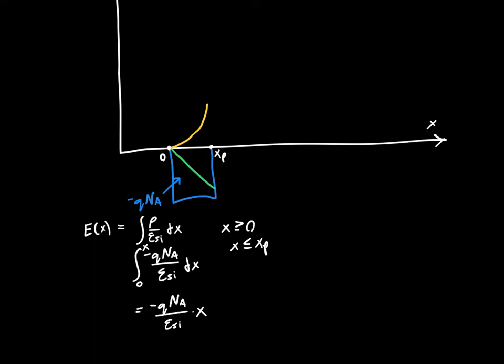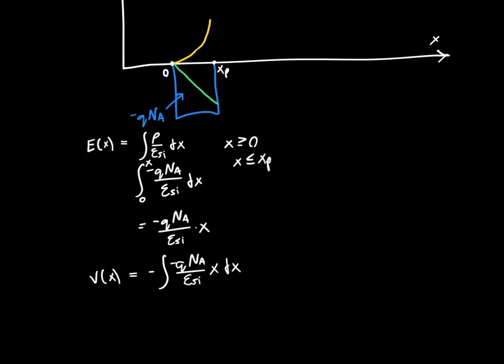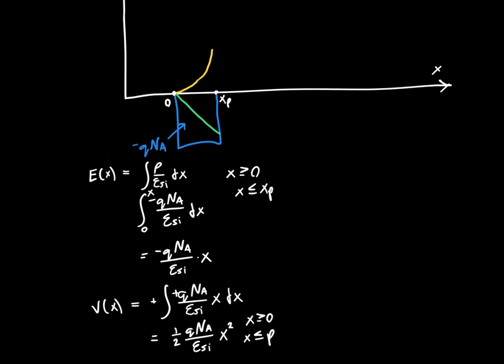And if we want the voltage as a function of x, then we just take the negative integral of the electric field inside this region, dx, and that just becomes, the negatives cancel each other, we get positives, and the x just becomes 1/2 x squared. So this should be 1/2 Qna over epsilon silicon times x squared. And this is again valid for x greater than or equal to 0 and x less than or equal to xp.